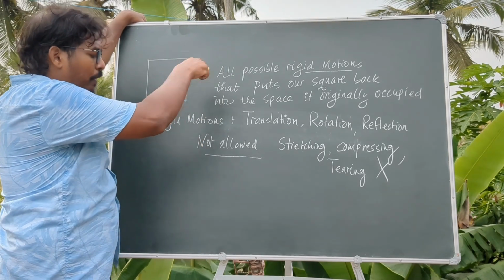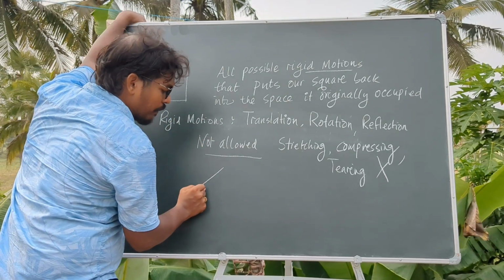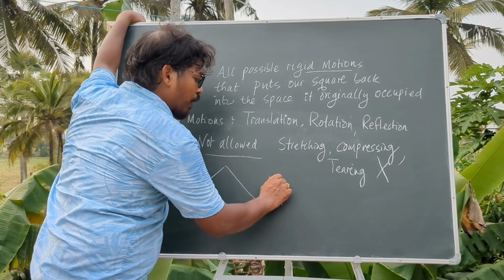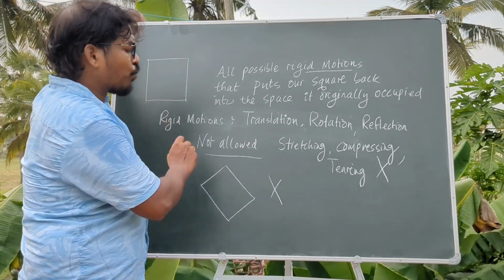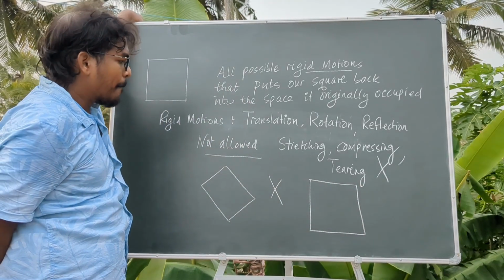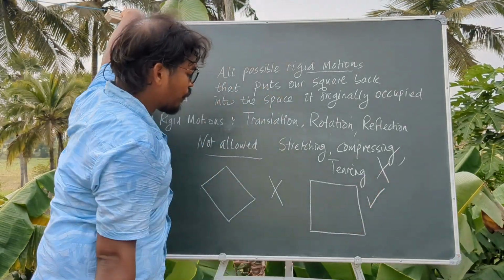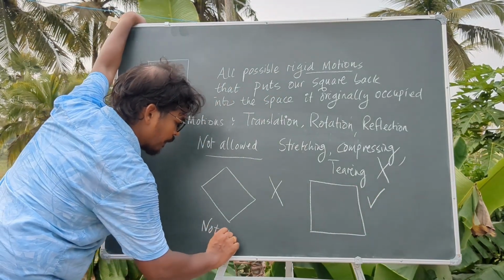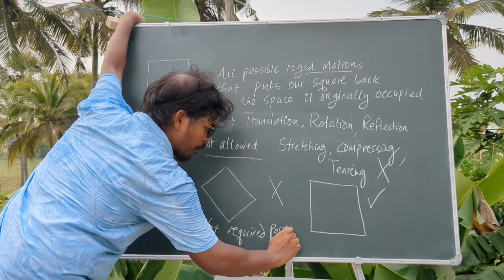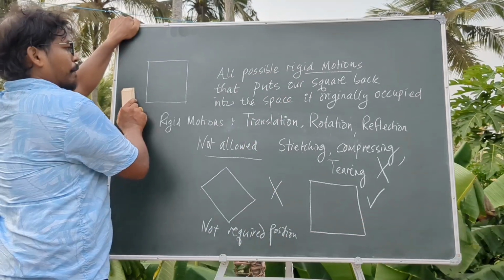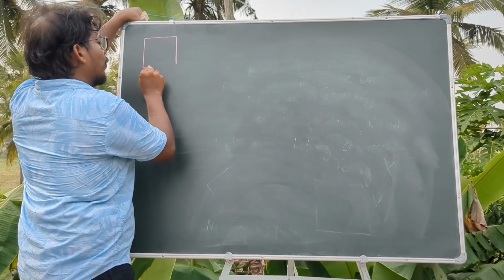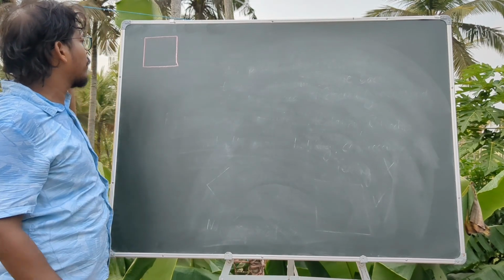If after some motion we are getting our square like this, this is also not the required position. We want our square as it is. We want our square as it originally was. So this is our required position and this is not the required position. Now we'll see all possible motions that put our square back into its original position.